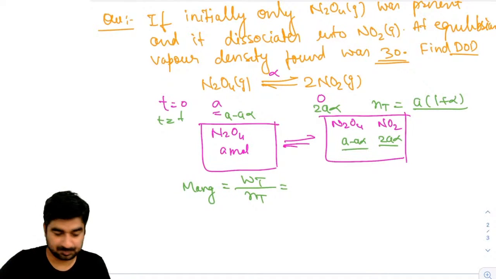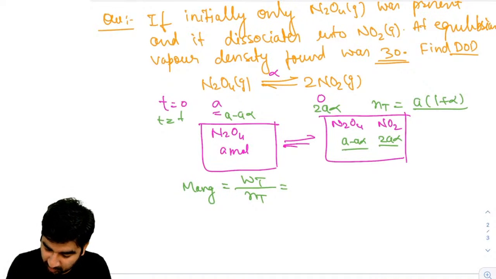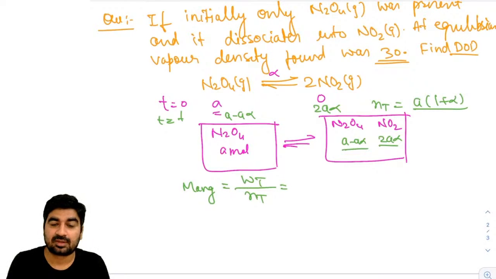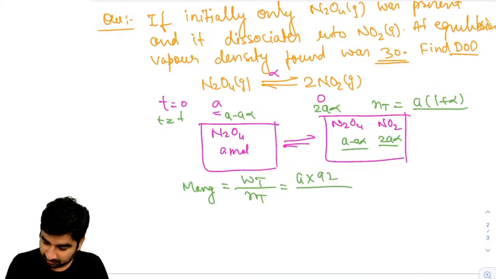Be fast. So when you write weight total, what will you get here? A into 92. And what about N total? A into 1 plus alpha. A will get cancelled out.